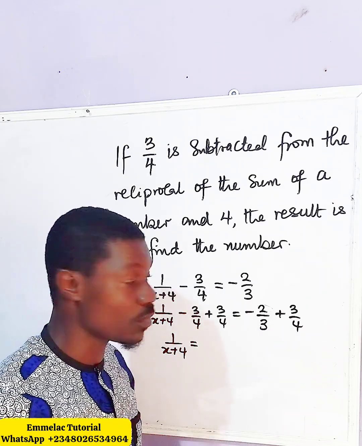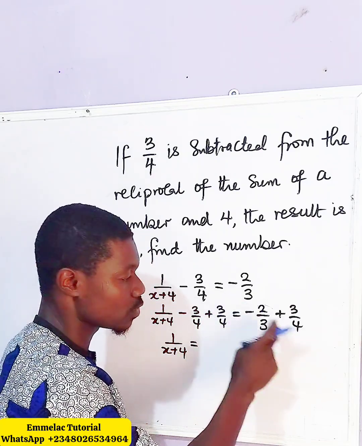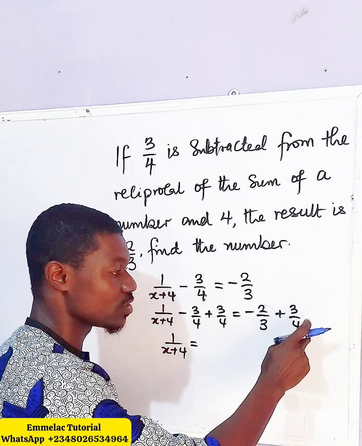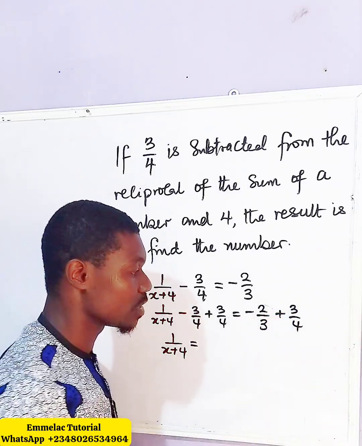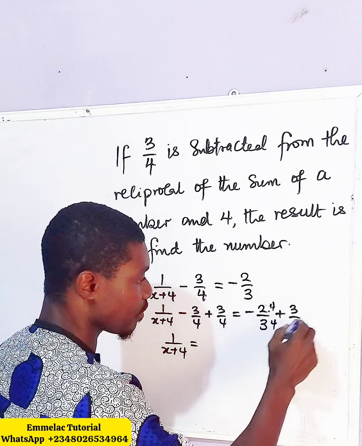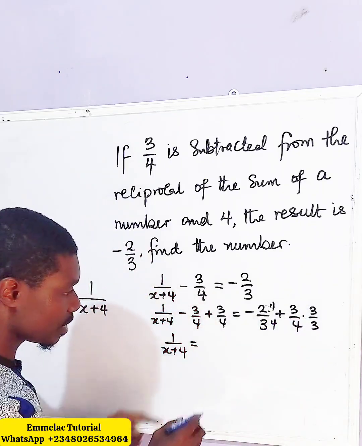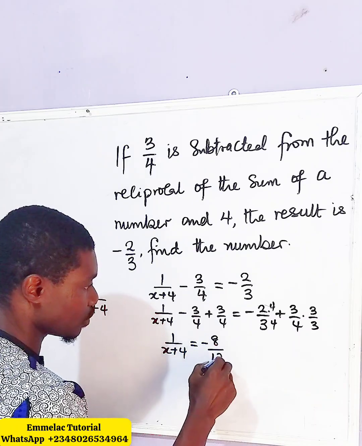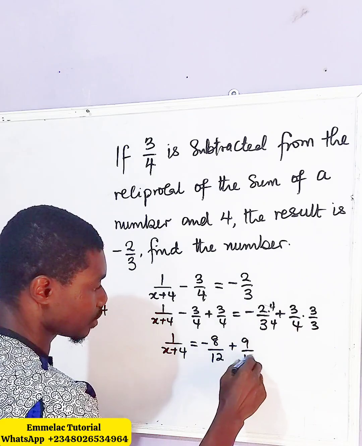To make our work easier, let us multiply this fraction here by 4, the numerator and the denominator by 4, and this fraction here, the numerator and the denominator by 3, and this is to help us get the same denominator. So here we multiply by 4, and here we multiply by 3. At the end of the day we have negative 2 times 4, which gives us 8, all over 12, then plus 3 times 3, which gives us 9 all over 12.